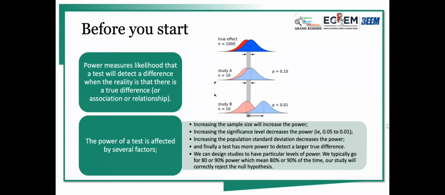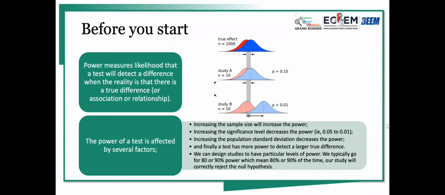Now, the other issue is, what is the difference between the two groups? And so if I have a huge difference between the two groups, then I don't need a large number to detect that difference. If the difference is small, I'm going to need a larger number. Now, typically in research, we design studies that are powered for about 80%. So it means that 80% of the time, our study is going to be able to reject the null hypothesis.